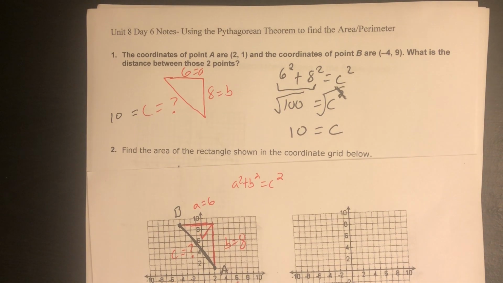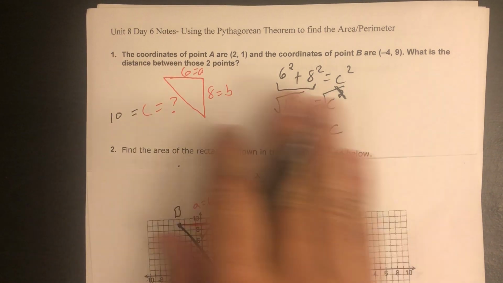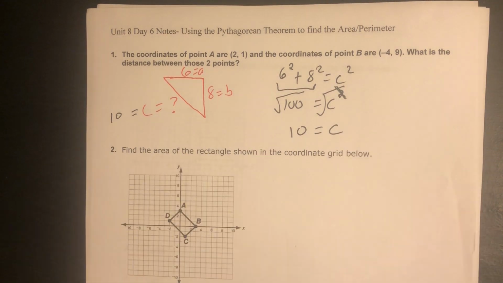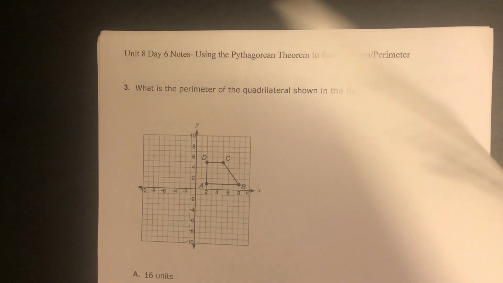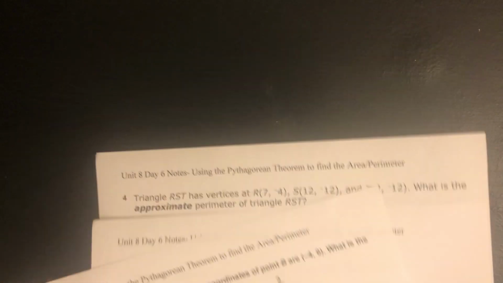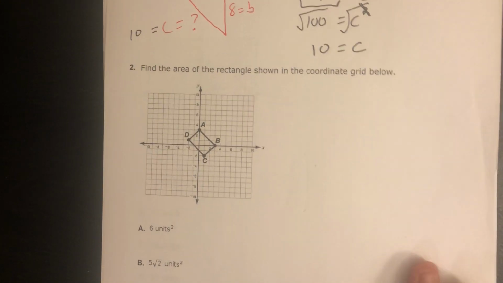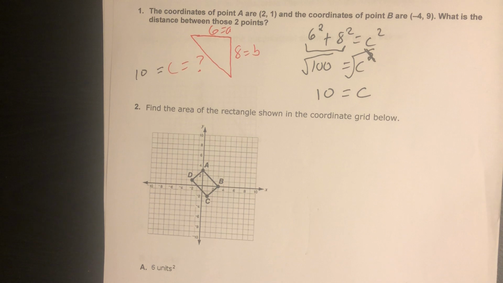So basically, we are going to be using this idea to find distances of certain sides to be able to answer that question. What is the area? What is the perimeter of that given shape? Let's see, what do we have? Let's go ahead and do number two, since that's the only one that involves area. Find the area of the rectangle shown in the grid below.